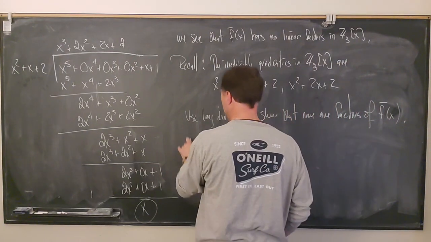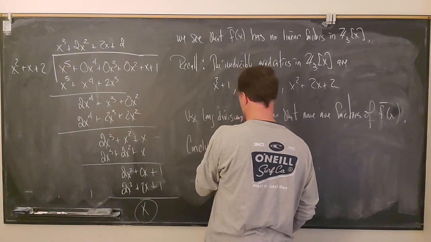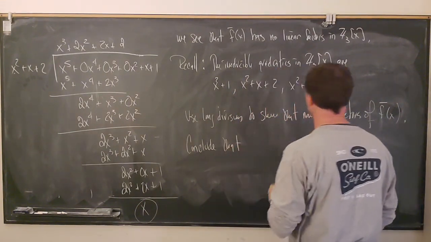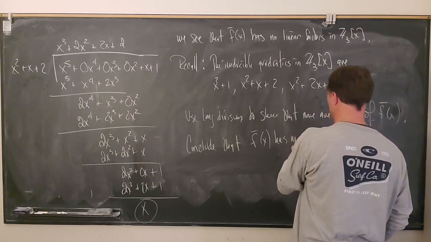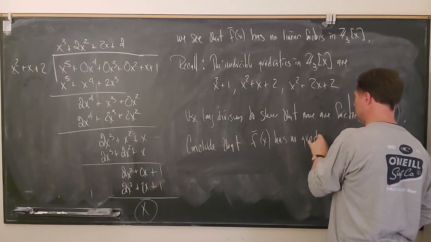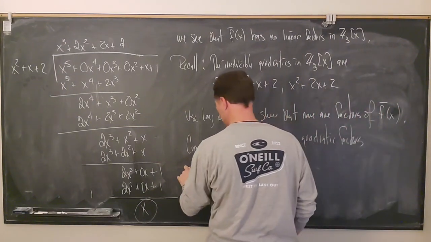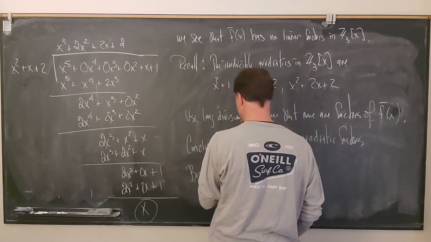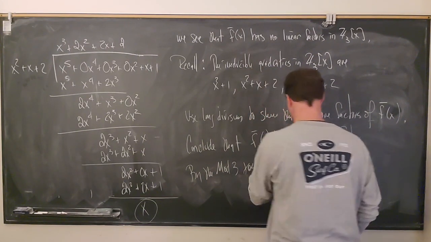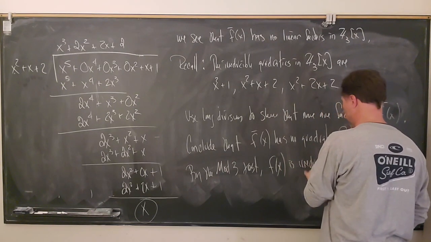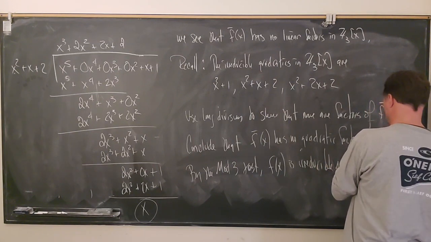Okay, so once you've done that, there are 2 more long divisions that you need to do, and then you conclude that f bar of x has no quadratic factors. Therefore, by the mod 3 test, f of x is irreducible over Q.